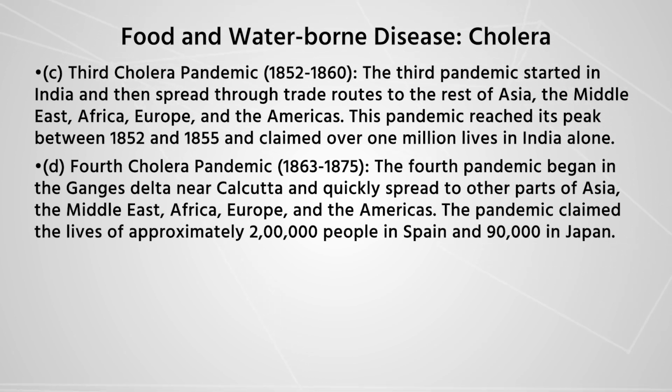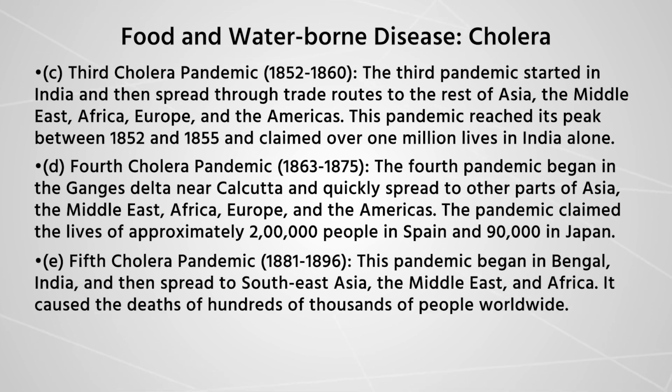The pandemic claimed the lives of approximately 2 lakh people in Spain and 90,000 in Japan. Fifth cholera pandemic: this pandemic began in Bengal, India, and then spread to Southeast Asia, the Middle East and Africa. It caused the death of hundreds of thousands of people worldwide.